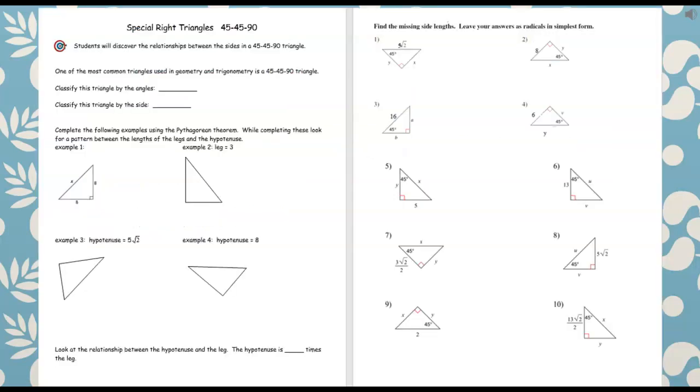My first live lesson would be over the 45, 45, 90. This would be something I use in my classroom currently. I try and set up the lesson so it's a little bit more discovery. So we start by talking about what type of triangle we are looking for to begin with when it's a 45, 45, 90. I've then given them 4 different examples to walk through and find the lengths of the missing sides.